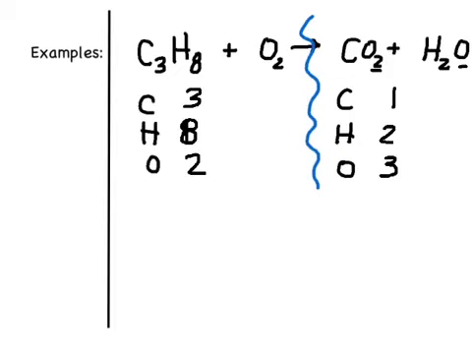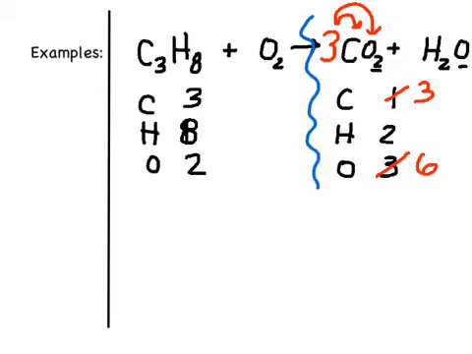We have 3 carbons on the left, and we need to balance that and make 3 carbons on the right. So again, the only way we can do that is to add a 3 coefficient out here to make 3 carbons. Now, when we do that, we not only change the carbons, we also change those oxygens. So now instead of having 2 oxygens, we have 2 times 3, which is 6. So we've also changed the number of oxygens to 6. All right, so our carbons now are balanced.